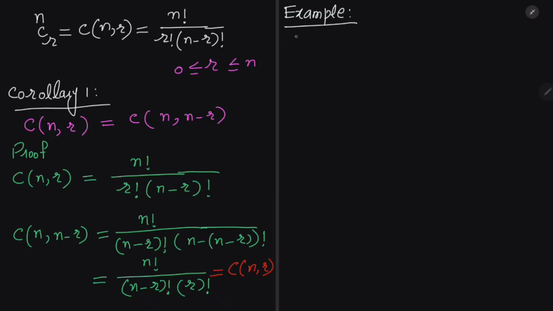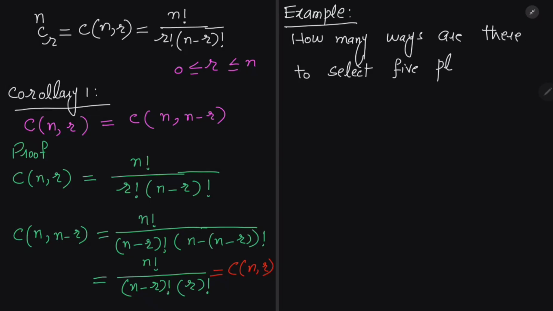The question has been asked, how many ways are there to select five players from a 10 member tennis team. Okay, so this is the question.